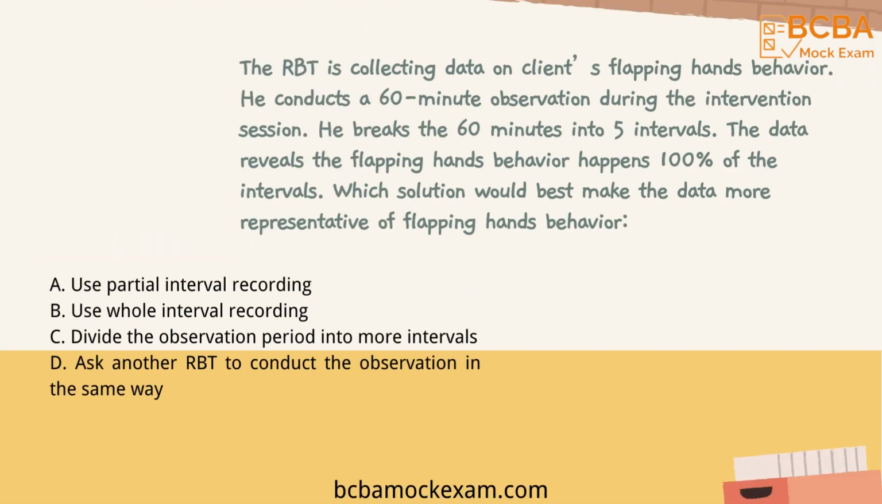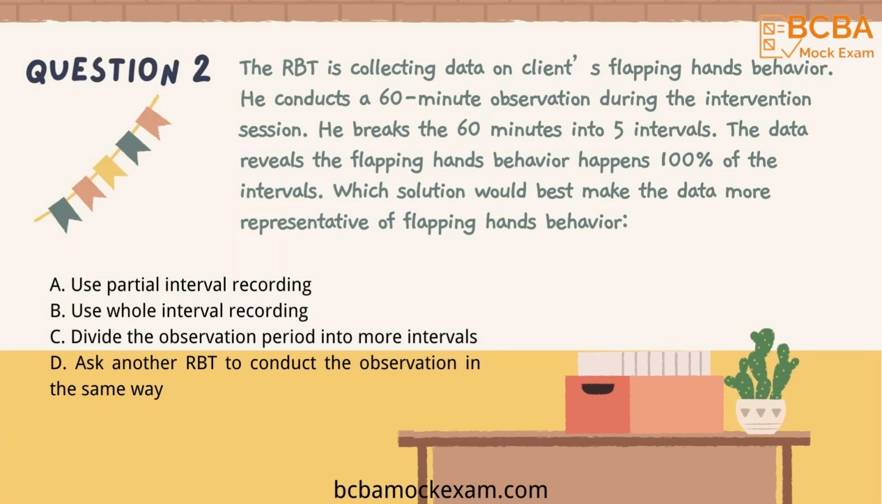Question 2. The RBT is collecting data on a client's flapping hands behavior. He conducts a 60-minute observation during the intervention session. He breaks the 60 minutes into 5 intervals. The data reveals the flapping hands behavior happens in 100% of the intervals. Which solution would best make the data more representative of flapping hands behavior?